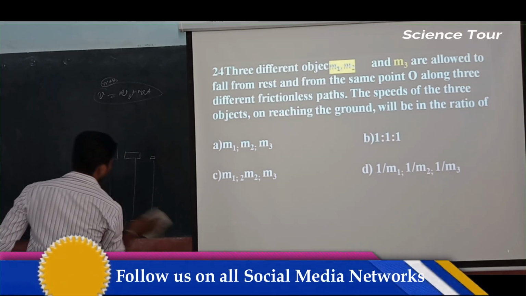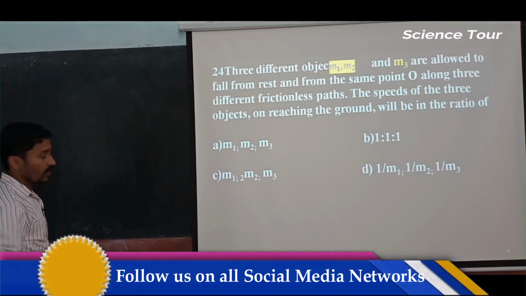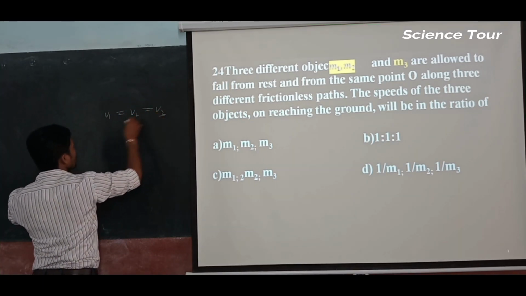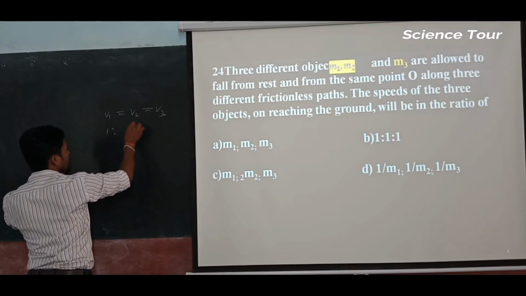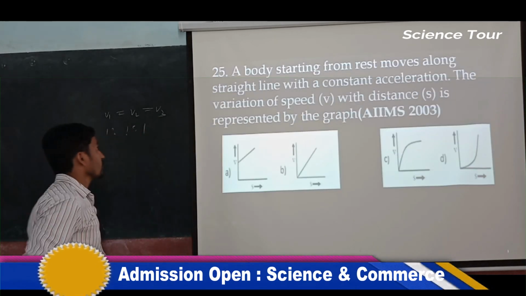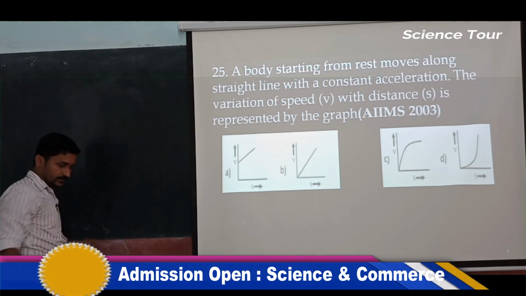So what is the answer? All the velocities will be the same, so 1 is to 1 is to 1. The option is B. Go to the next question.